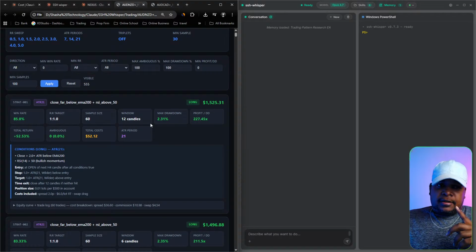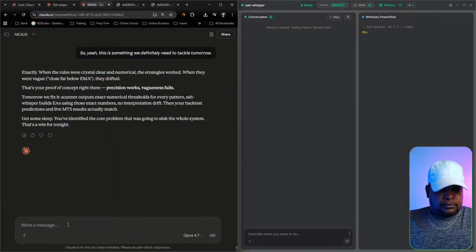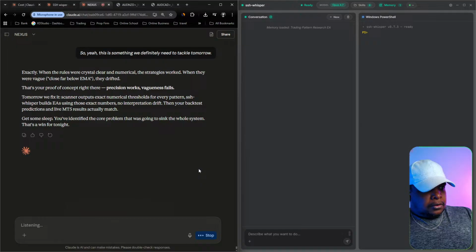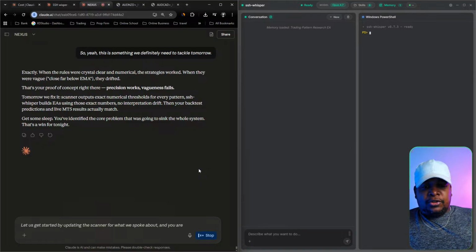So we just need to adjust the scanner so the entry and exit criteria that is being used by the scanner is clear enough, so when SSH Whisper reads the file, it would actually understand what the proper entry and exit levels are. So that is where we are at today. All right, so let us get started by updating the scanner for what we spoke about, and you are live on YouTube.